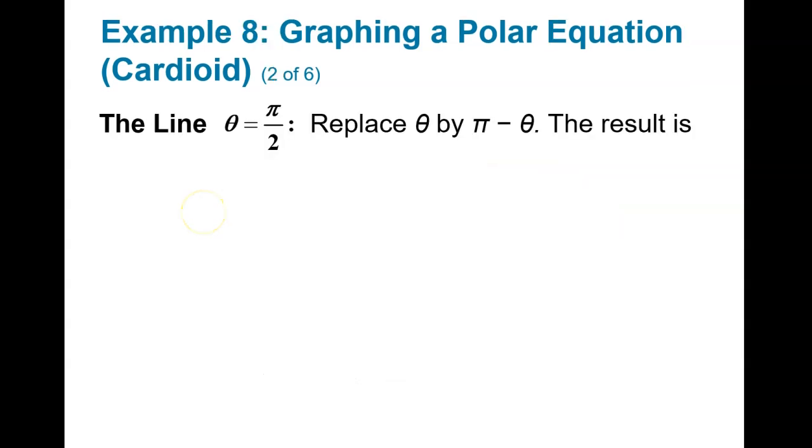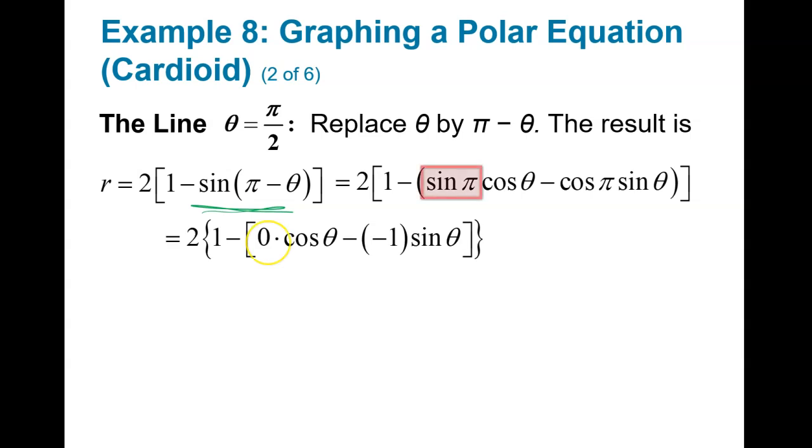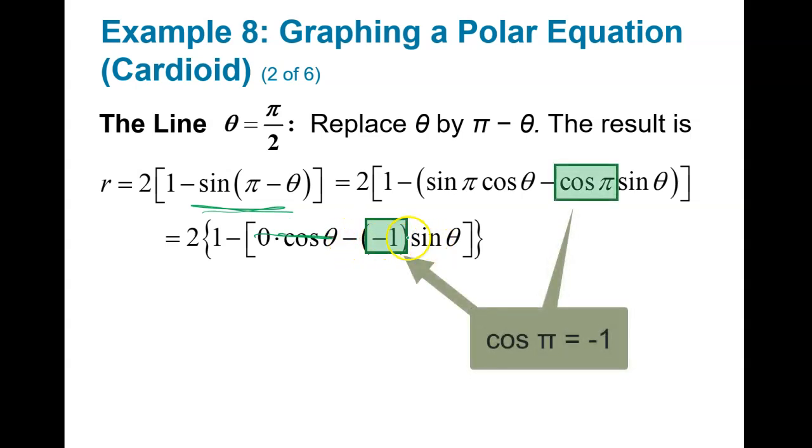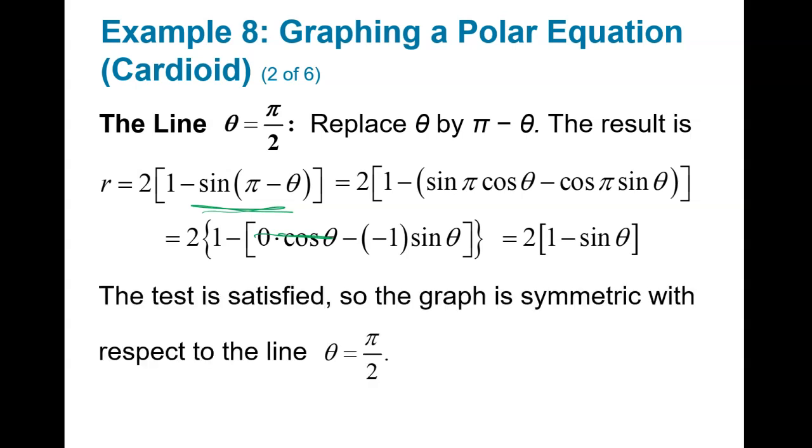So they're not going to be conclusive tests if they fail. All right, so here's the one when we replace theta with pi minus theta, we end up with the difference formula for sine here. So we end up with sine pi cosine theta minus cosine pi sine theta. And when we do the math, the sine of pi is 0, so this whole entire term is going to go away. And then we end up with a negative times a negative, which is a positive sine. But it's 1 minus that. So subtracting a positive sine is the same as subtracting sine. So we end up with what we started with.